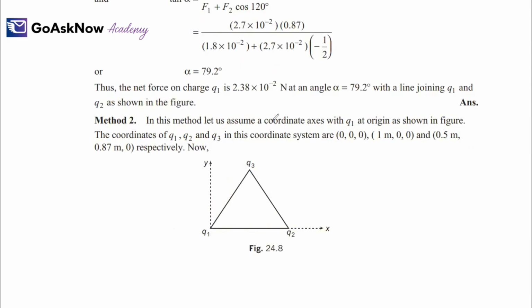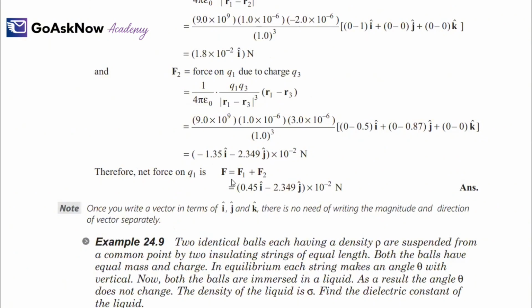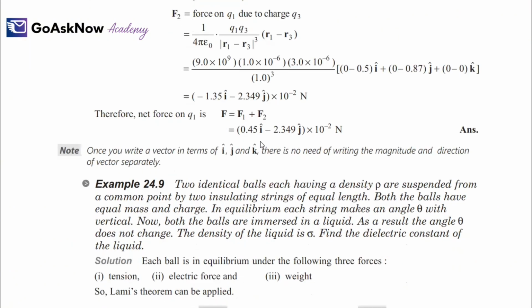Okay, so let's move forward. If you calculate the net force on Q1, that will be the resultant of F1 plus F2. F1 plus F2 you can calculate by adding the i components together and j components together. That will give you 0.45 i cap minus 2.349 j cap into 10 power minus 2 Newton. I hope you got this question, and let's see what the next example is.